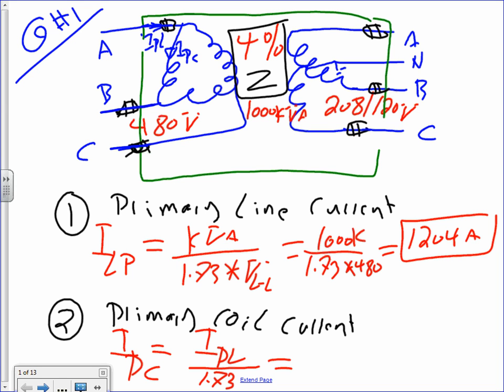So if you take 1204 and divide this one by 1.73, anybody can come up with a nice number?